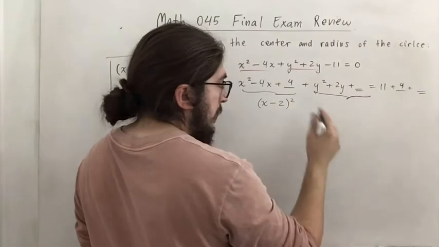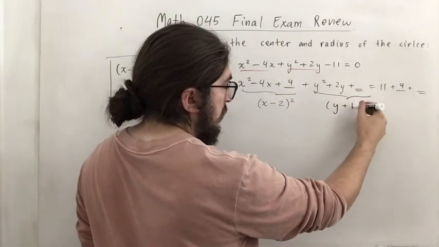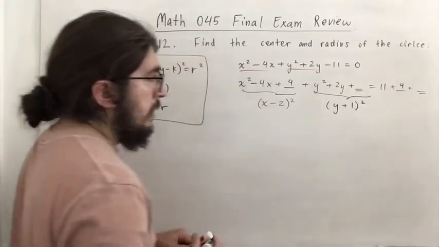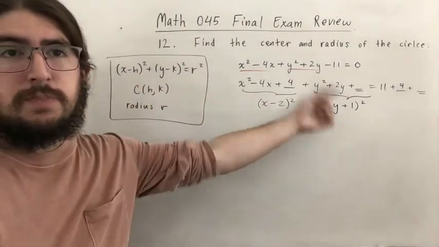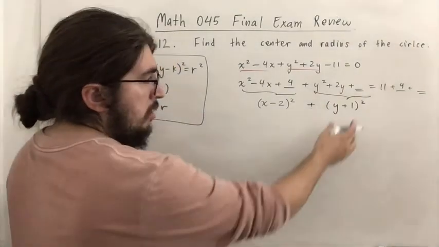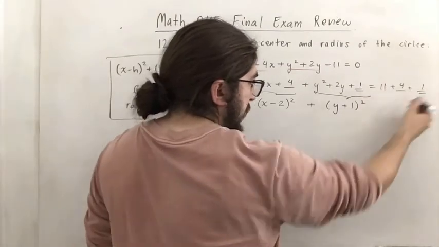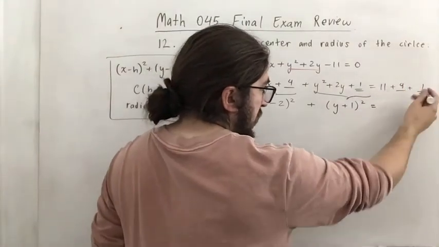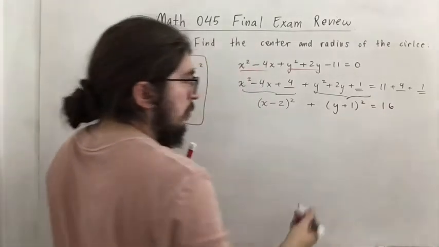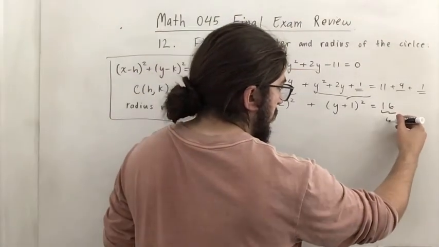Great. What about for y? Well, very similarly, that'll complete as y plus half of 2, which is 1, squared. Here it was negative because of negative 4. Here it's positive because of the positive 2. And these are added together. Now notice when you expand this out, you go y squared plus 2y plus 1. So we need to add 1 here. 11 plus 4 is 15 plus 1 is 16, which is 4 squared. So I'm going to write that here below just for space.